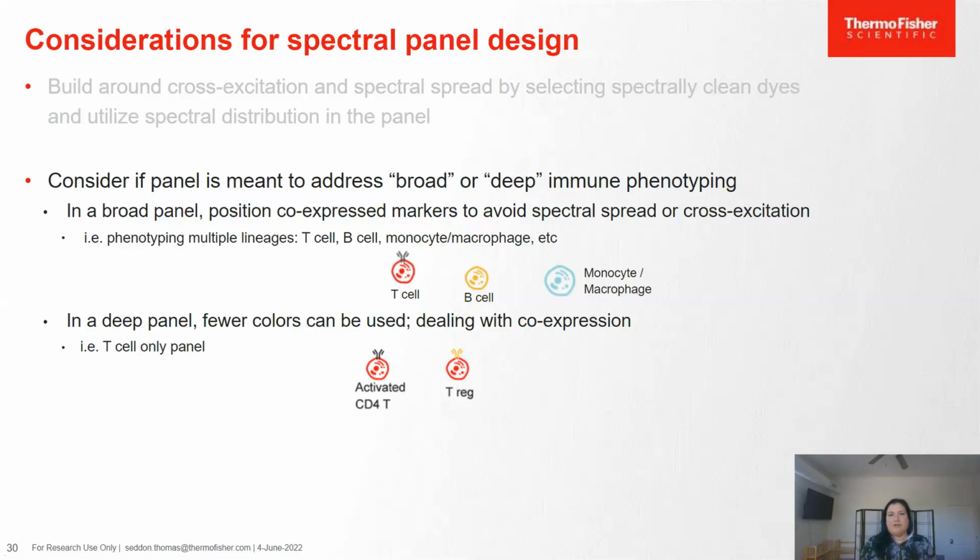So this is showing, for instance, the idea of a T cell only panel. You might be looking at activated CD4 T cells and then Tregs, and those are going to share a number of markers and then have others where they're not. And so you can never build to as many colors with a deep panel, because you really have to deal much more with dye performance than positioning the dyes around the different cell populations.